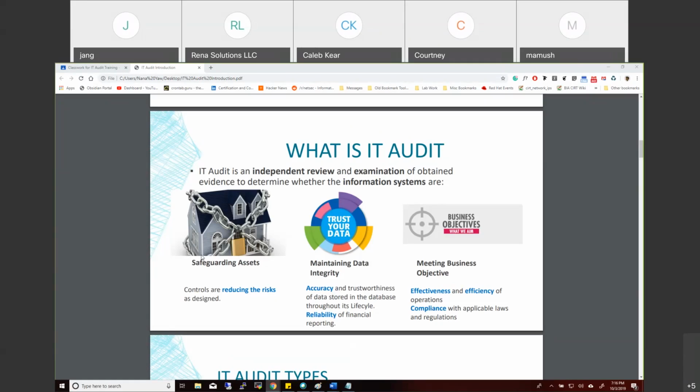And the last objective of why we test is to make sure the business is able to meet its business objectives, and not only able to meet them, but how effective and efficient it is in meeting them. And lastly, are they in compliance with rules and regulations? Okay. Any questions on that?